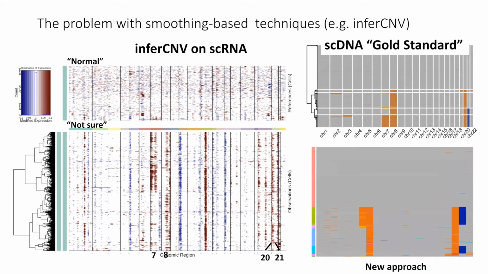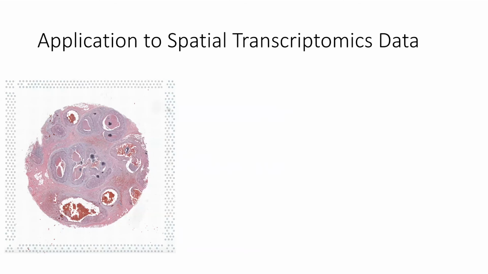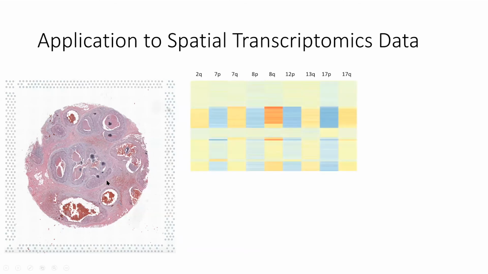So we developed a method, which I'm not going to describe because it's similar to Alleloscope, but it takes advantage of unique features of single-cell RNA-seq, and we were able to recapitulate what we find in single-cell DNA-seq. And then we can apply this to spatial transcriptomic data. So here is an H&E image of a breast cancer. We can identify copy number changes in this tumor.